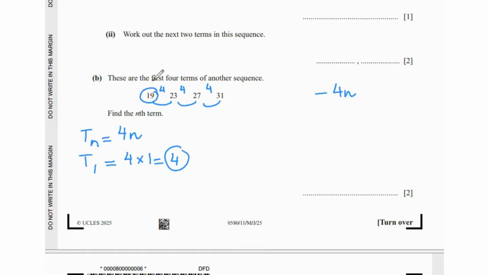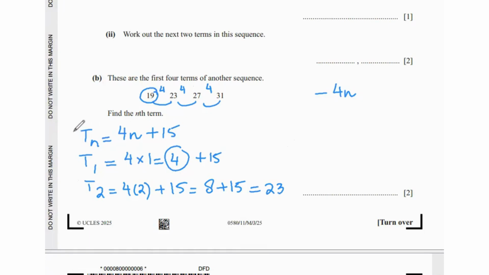How can we turn 4 into 19? We can add 15 to this. Now, let's say our nth term is 4n plus 15. So, let's use this to find the second term, which should be 4 times 2 plus 15, which is 8 plus 15, and that gives us 23, which is exactly the same as the number in the sequence, which means the nth term is 4n plus 15.